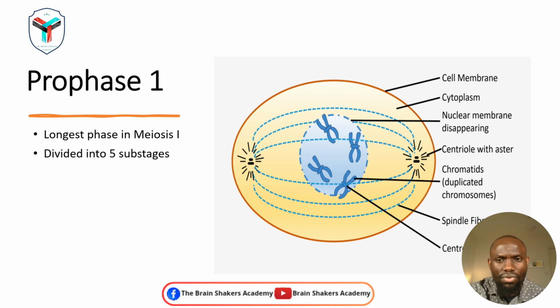Now, prophase 1 has phases such as the leptotene, the zygotene, the pachytene, the diplotene, and the stage of diakinesis. Now, let's look at those stages in detail and understand what happens to this cell that has entered its first meiotic division and is now in prophase 1.